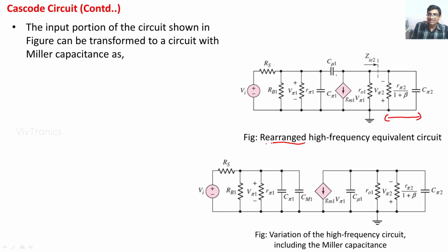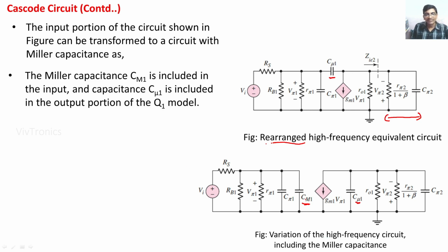If you see, the Cmu1 capacitance, which is in the feedback path, can be divided between the input side and the output side, like CM1 at the input side, which is a Miller capacitance, and Cmu1 at the output side. So this is a variation of the high frequency circuit including the Miller capacitance. The Miller capacitance CM1 is included in the input side, and the capacitance Cmu1 is included in the output portion of the Q1 model, which is the CE model.